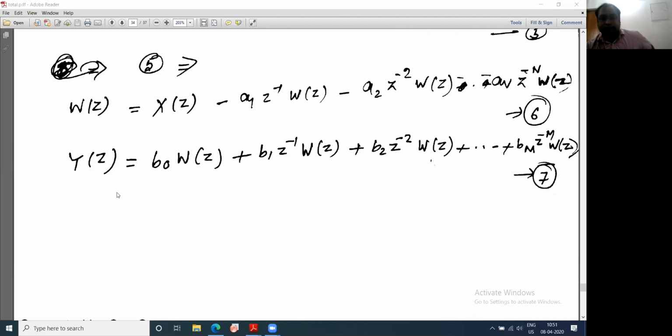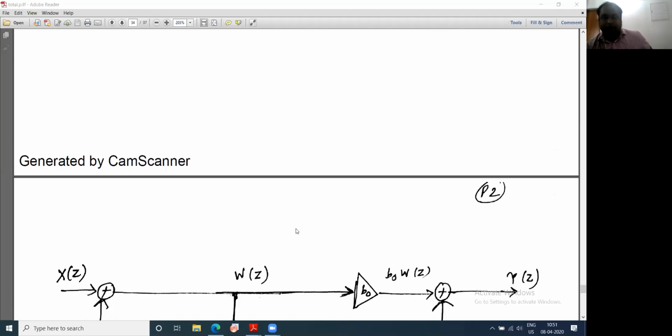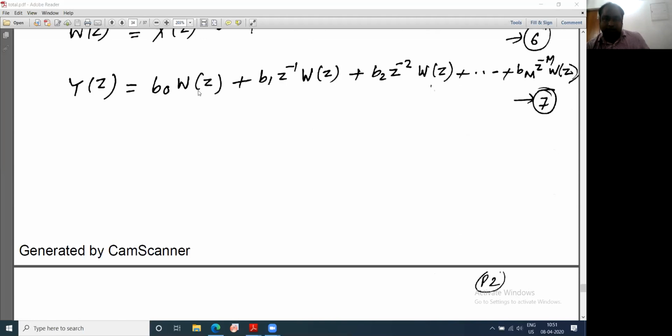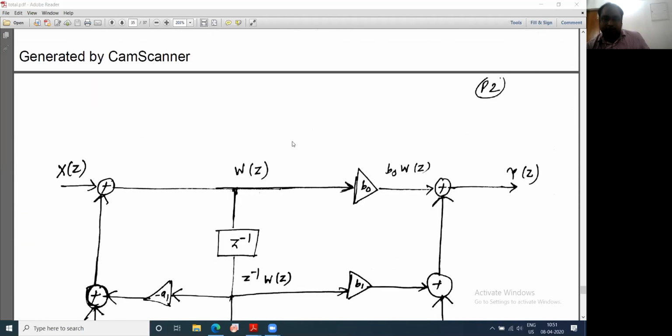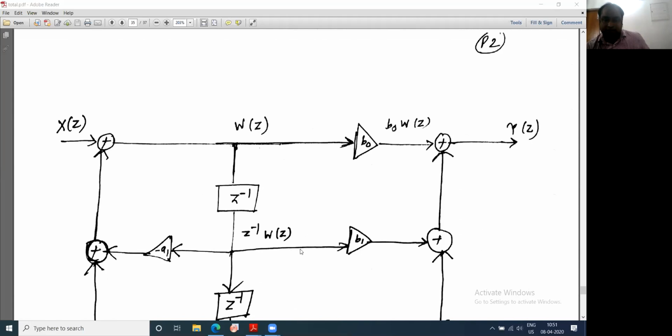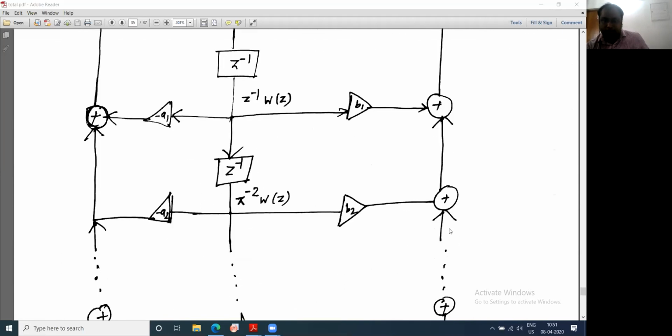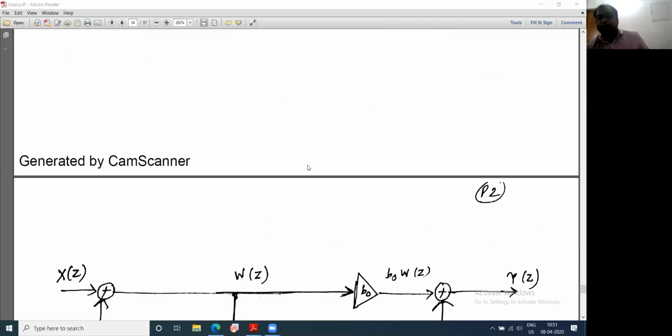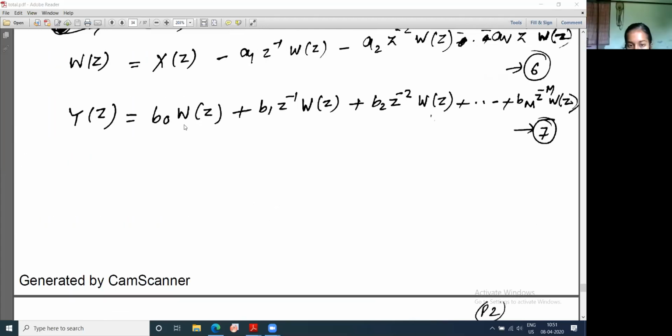And your Y(z) is a function of W(z). So once I realize W(z), then I have to realize that part. Now if you look here, W(z) is here, then b0 into W(z) is the first term of the output Y(z), then b1 z inverse W(z). So from here, it is z inverse W(z), b1 is multiplied, this is added. So Y(z) is b0 W(z), and all these terms will be added one by one and realized in Y(z). Ultimately, we get this expression; these two expressions are realized.